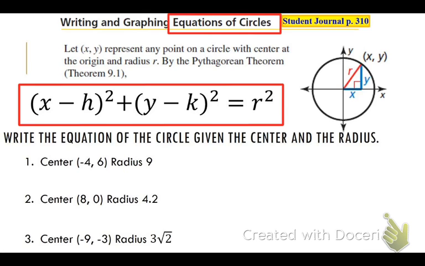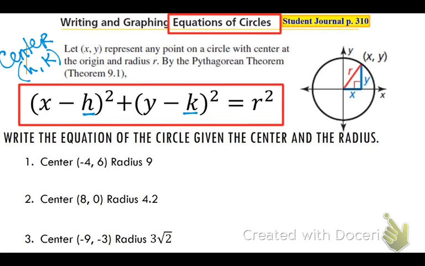I know it's a lot of letters, and you're like, I don't know what an H and a K and an R are doing in our math class, but you'll see. Just write it down. (x - h)² + (y - k)² = r². Guess what? The center is (h, k). So where you see an h, that's where the x of the center is going to go. Where you see a k, that's where the y of the center is going to go.